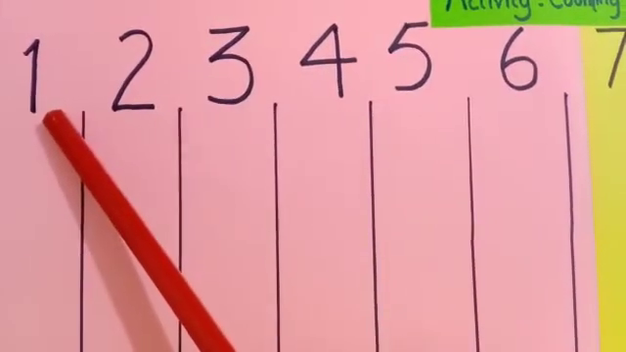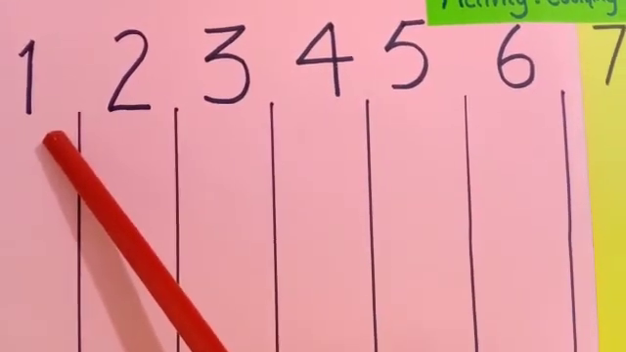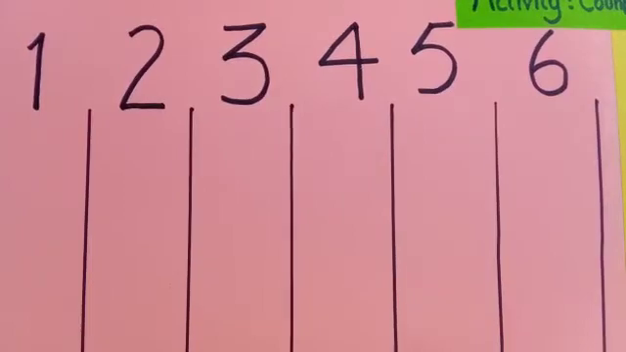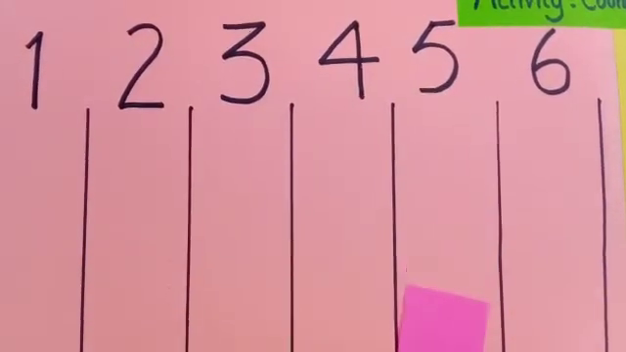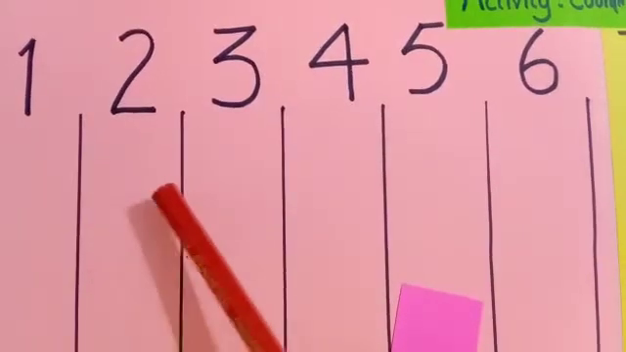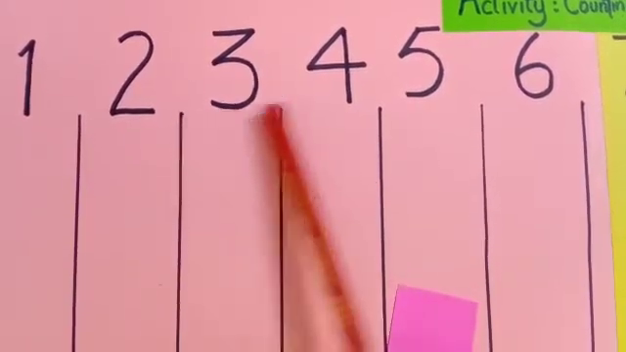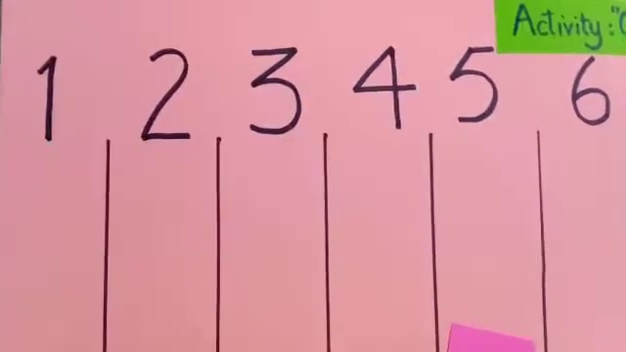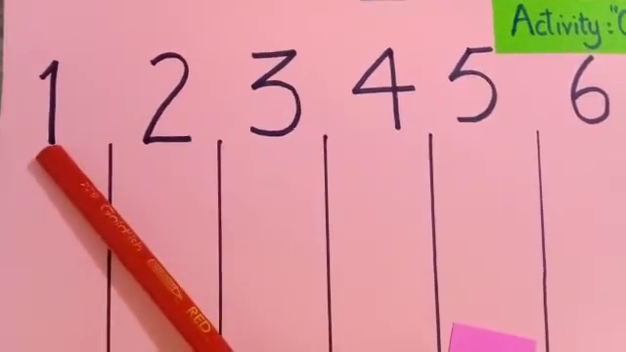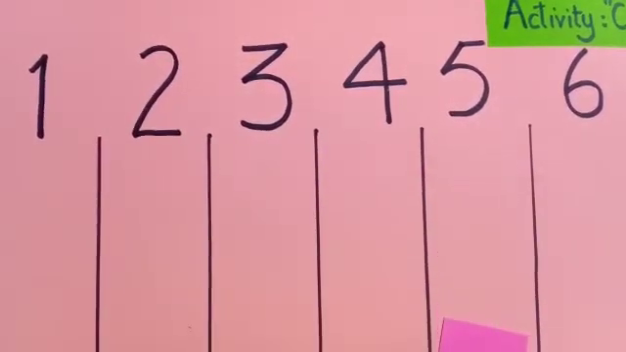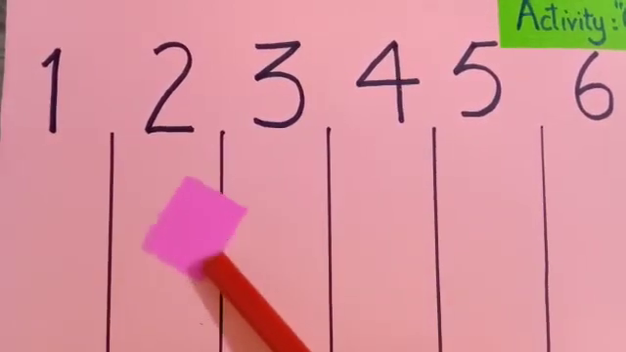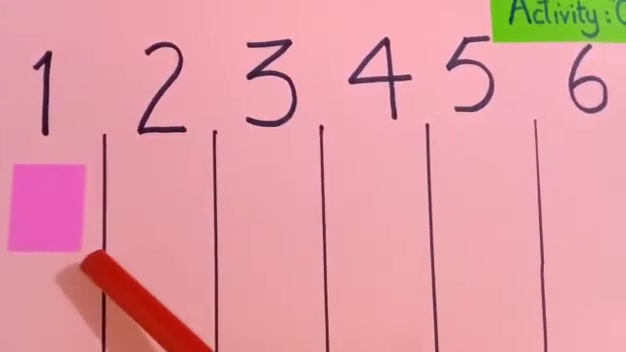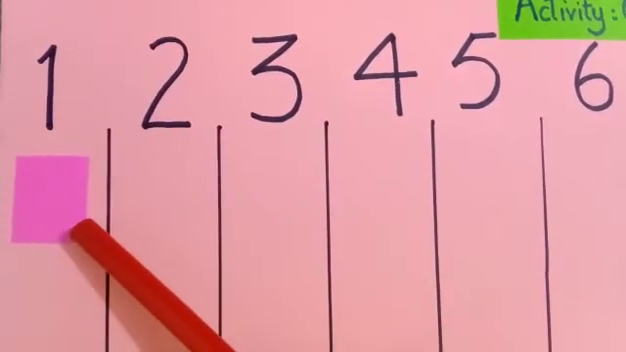If there is 1, I fill this column with 1 bead or this paper cutting, and after that keep on adding the numbers according to the counting. So let's start. Our first number is 1. So I have a cutting here and I just place it here. 1.